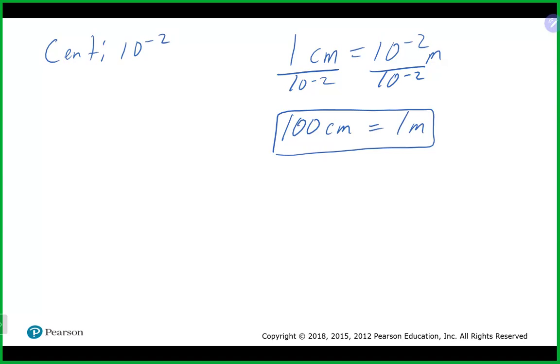So let's talk about doing some conversions, using this property to do some conversions. Let's say, for example, I had 425 centimeters, and I want to know how many meters that was. So what do we do with these equalities?